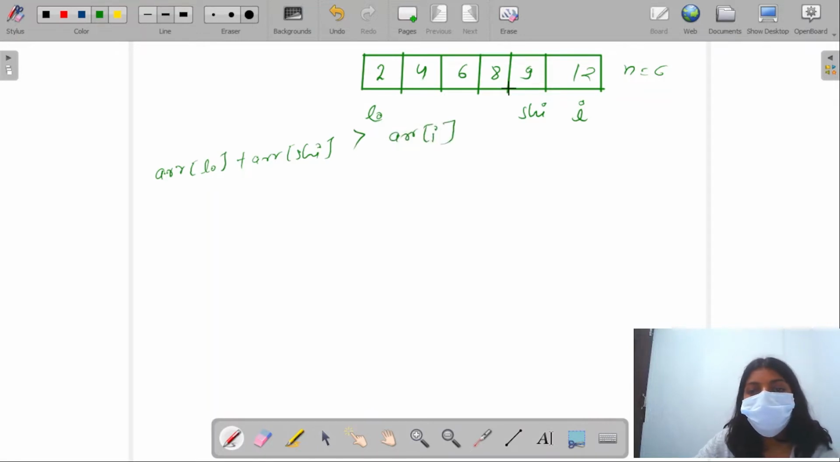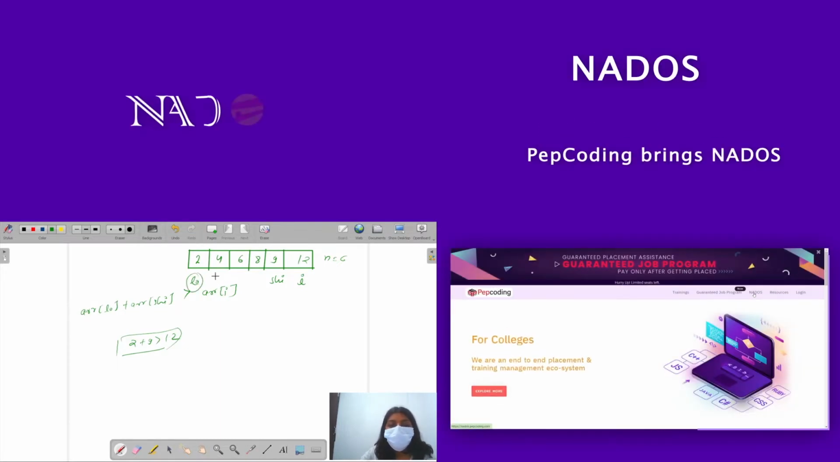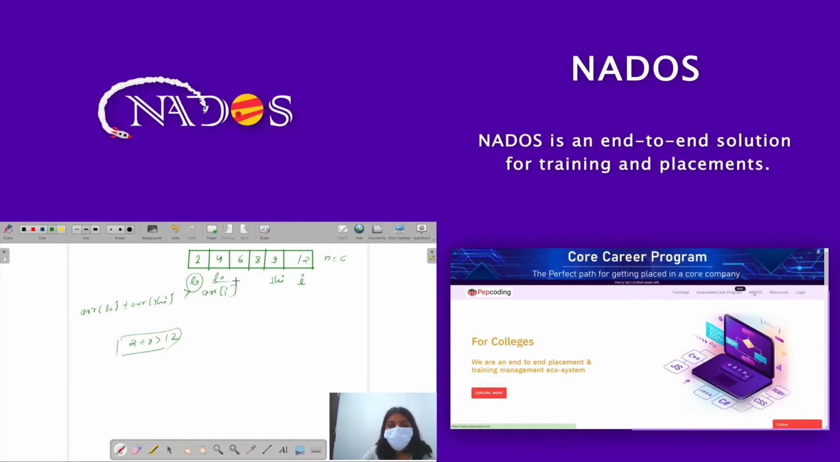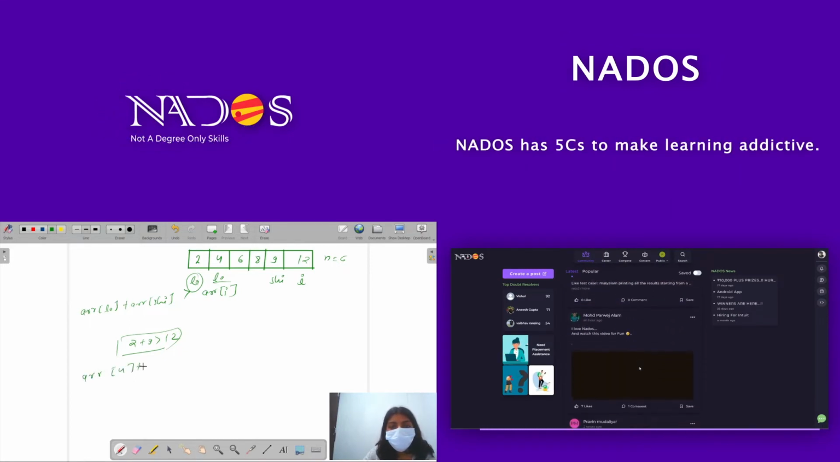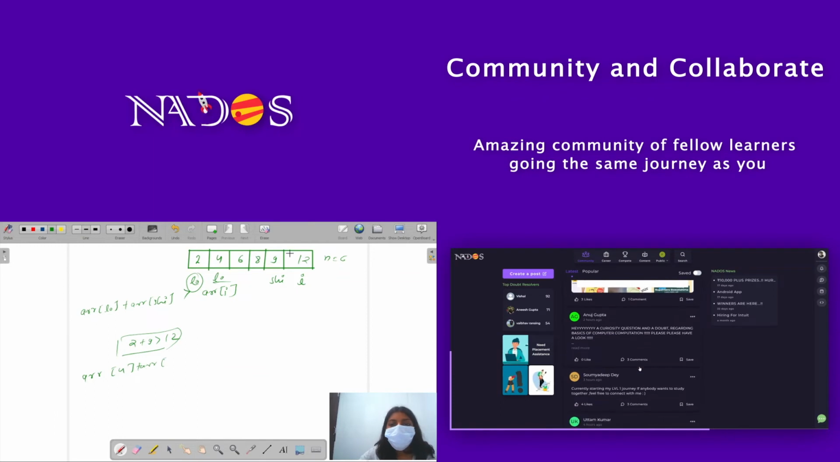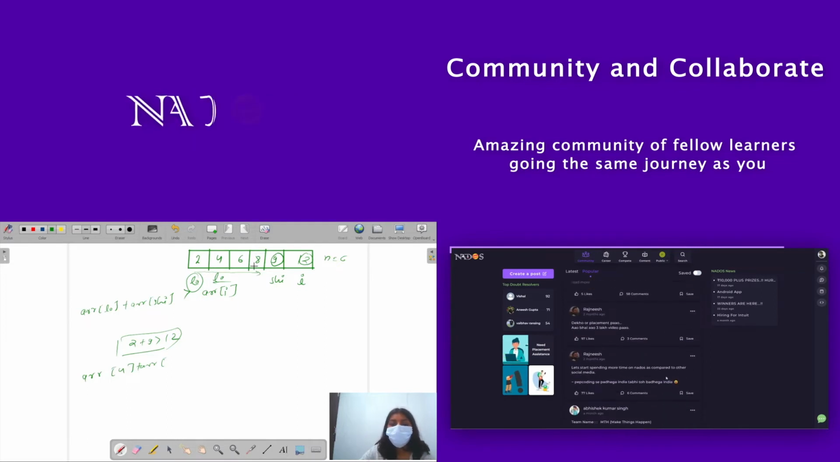So, is 2 plus 9 greater than 12? No, it's not, right? So it does not form any triangle. So what do I do now? I now increase my low to 4. All right, now I can check if arr of 4 plus arr of 9 is greater than 12. I fix these two elements, and then I am increasing my low and checking if it can form a triangle or not.